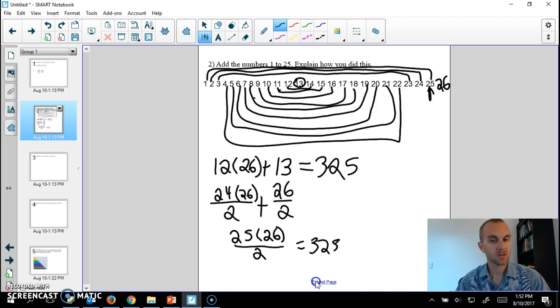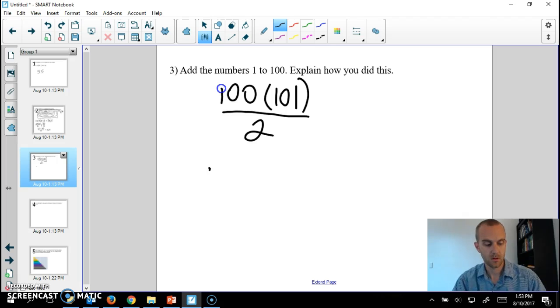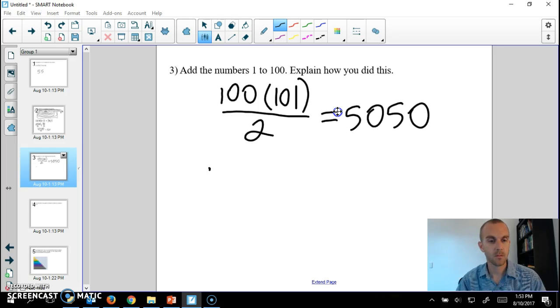So it appears that what I could do, and I could try this with smaller sets and larger sets, is that if it's the sum of 1 to some number and it's consecutive, I can take the last term times the term after it and divide by 2. So if I did that with 100, that would be 100 times 101 divided by 2. And if I did this, I would get 5,050. And I could actually use something like Excel or some other program to double check that the summation of 1 to 100 is 5,050.